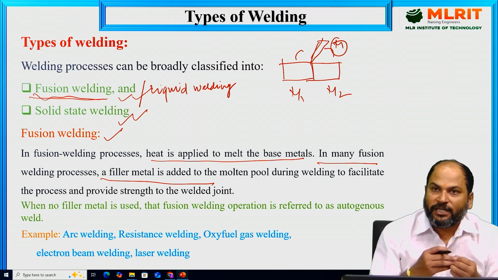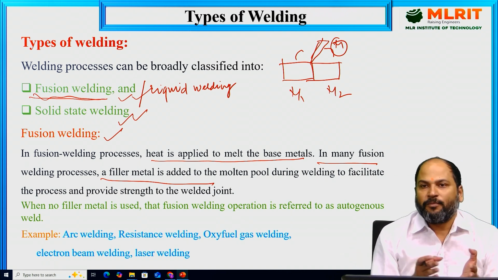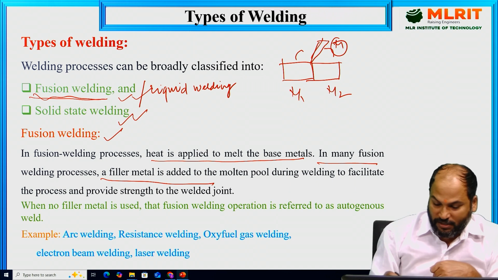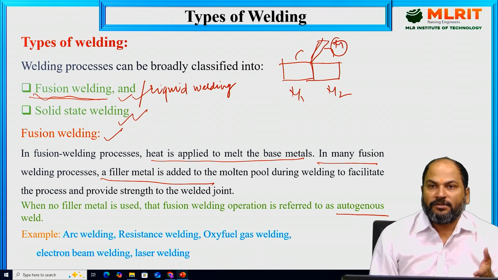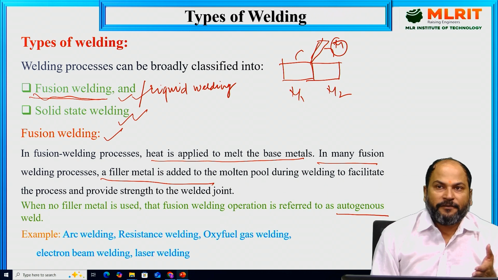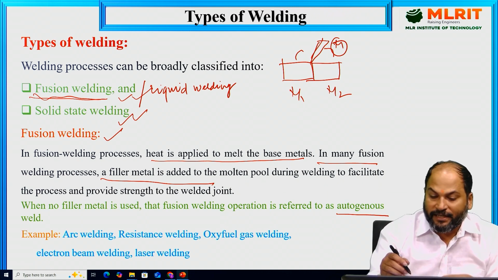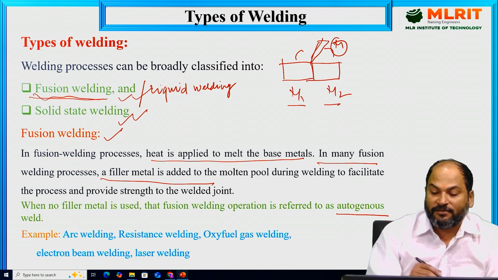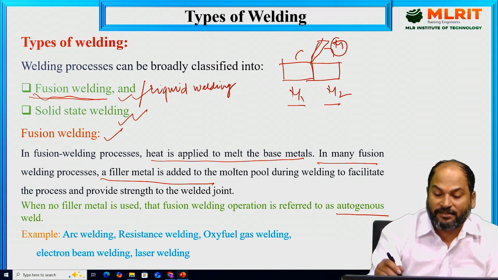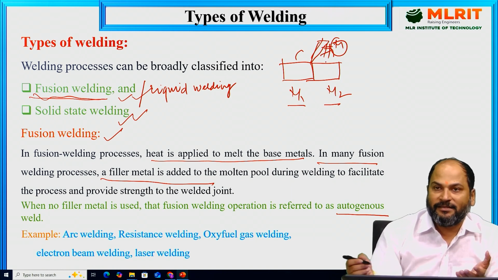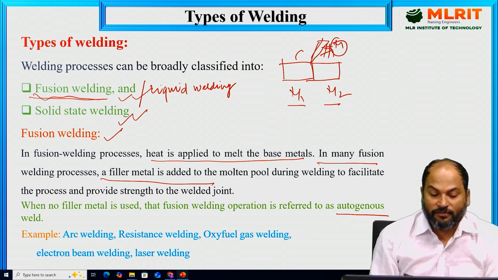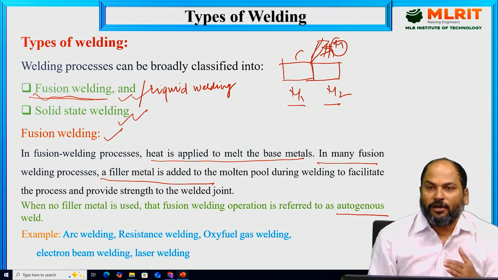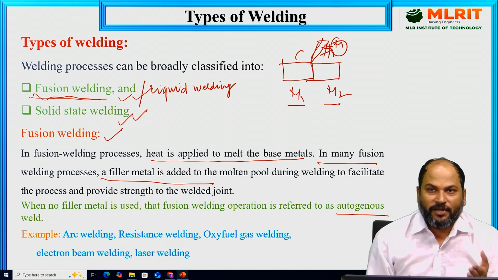But if I'm not using any filler during the welding, then the process is known as autogenous. So here it is given. If there is no filler used during the welding, this process is known as autogenous welding. And if we are using a filler and it has a different nature, for example, this is mild steel, this is mild steel, and the filler is not mild steel, it is something else, then it is known as a heterogeneous welding process. So this is also another way of classifying welding processes.